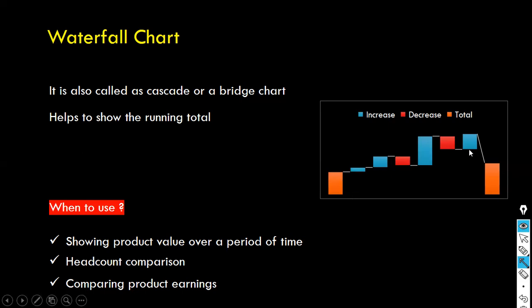There are ups and downs from the start to the current point, and you want to understand them. In that kind of situation, a waterfall chart is very much helpful. It helps us understand how the initial values got affected due to increases or decreases in values till the end. Even in comparing product earnings, or in the stock market, showing a product value over a period of time, you can use it. The waterfall chart, also called a cascade or bridge chart, helps us show the running total.